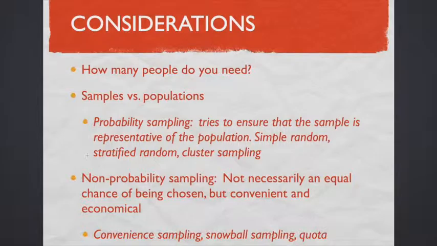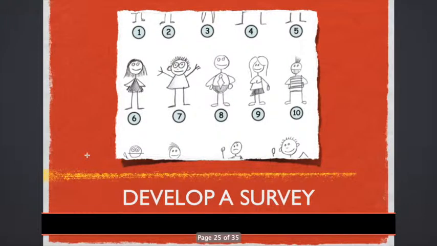Don't worry if these words are a little confusing right now. I would encourage you after this video cast to go back to your text and look up those words to make sure that you really understand the meaning behind them. Probability sampling ensures equal representation. Non-probability sampling does not.